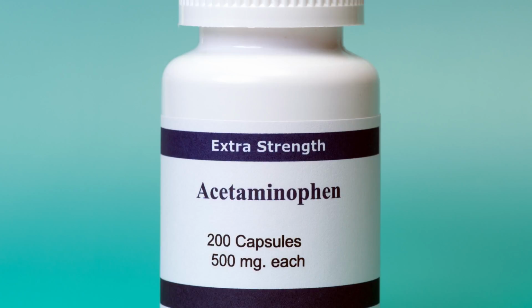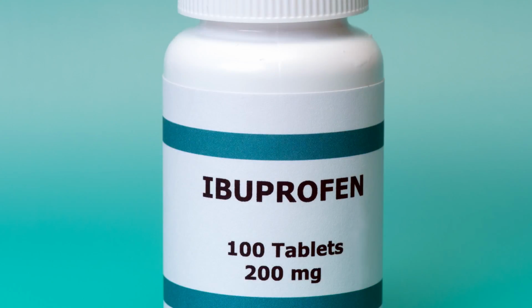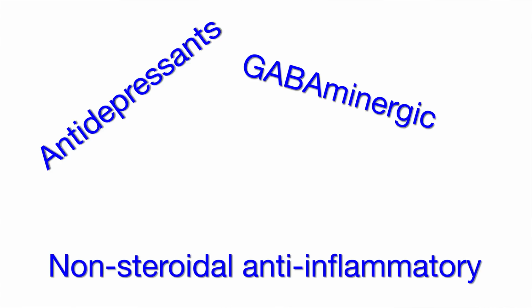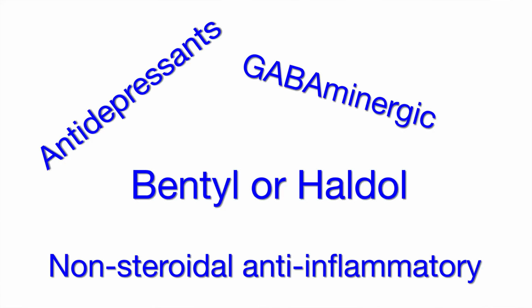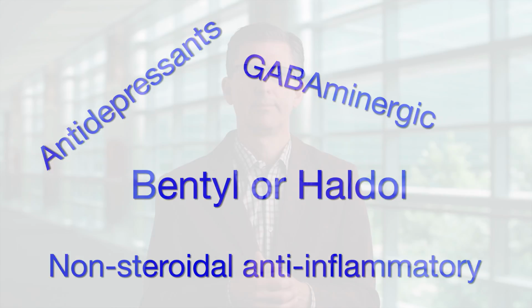For example, acetaminophen and ibuprofen can be used every 4 hours in rotation for relief of many pain conditions, such as dental procedures or minor post-surgical pain. Other options include things like certain antidepressants, certain GABAergic drugs, various non-steroidal anti-inflammatory drugs, and even drugs like Bentyl or Haldol can be used for pain in certain circumstances.